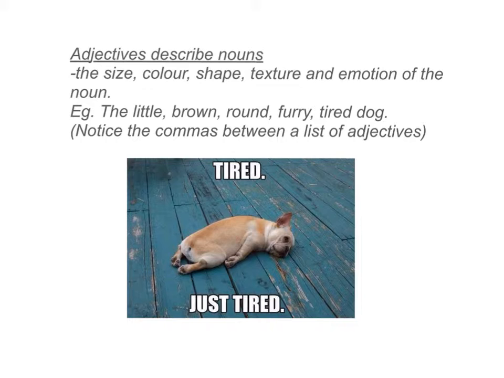For example, this little guy, he's little, brown, round, furry, tired. So that's the size, colour, shape, texture and emotion of this little dog. And all of those things are adjectives. Notice that they are separated by a comma.